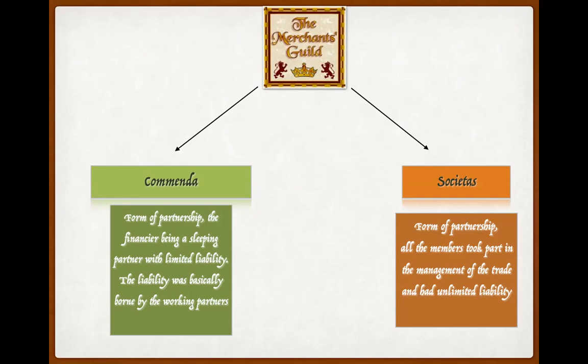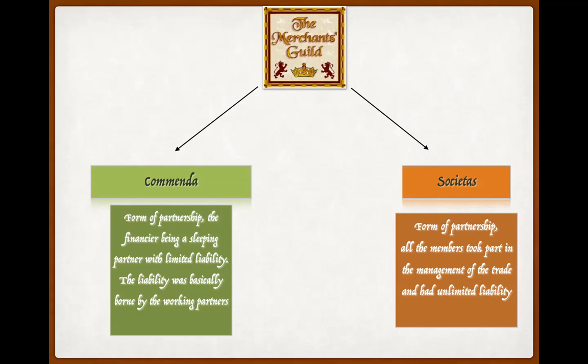And the other liability was actually borne by the working partners, because that makes sense, because the people who are making decisions should be liable for their actions. So this is a very prominent type of merchant guild which was formed during those times. Then there was societas, very much similar to today's kind of partnerships.